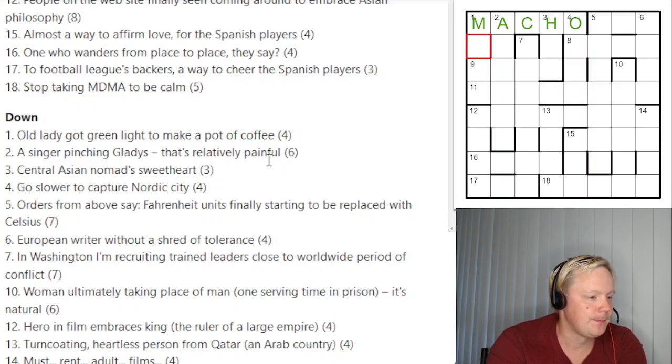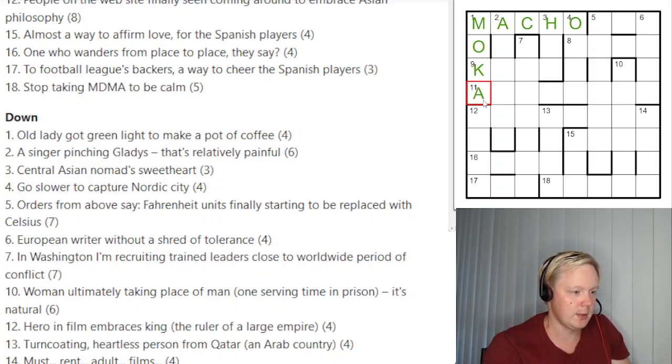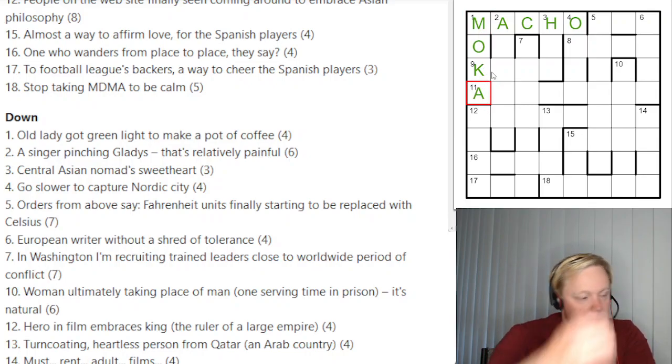Well, green light is like permission, right? Or if you green light something, you allow it. And we only have four letters, so two letters for green light could be okay. I okayed the decision, I green lighted the decision, or the decision got the okay, got the green light. So okay inside something, making a pot of coffee. Well, we have the M here, okay, and your ma is your old lady, right? And a mocha is a type of coffee pot.